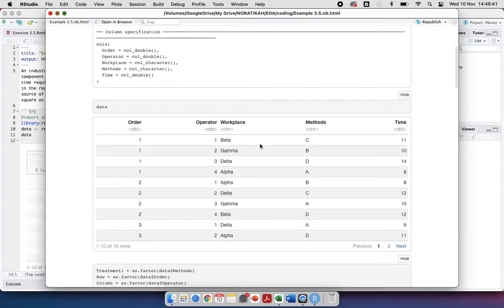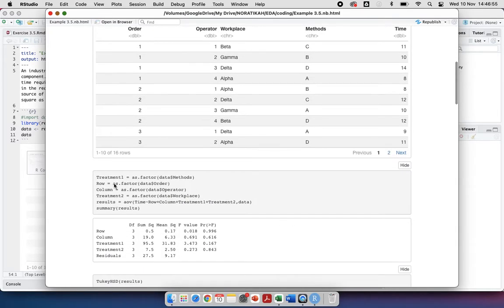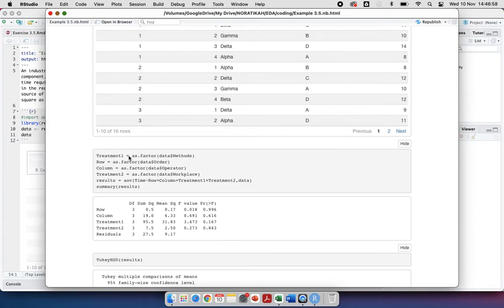First, we import the data. Order is nuisance factor 1, operator is the column, workplace is nuisance factor 3 which is the Greek letter, method is the treatment which is the Latin letter, and time is the response. Then we do the ANOVA. Treatment 1 is the Latin letter, which is the method. Row is the order, nuisance factor 1. Column is the operator, nuisance factor 2. Then I use treatment 2, which is the Greek letter, workplace. Okay, and then we get the result.